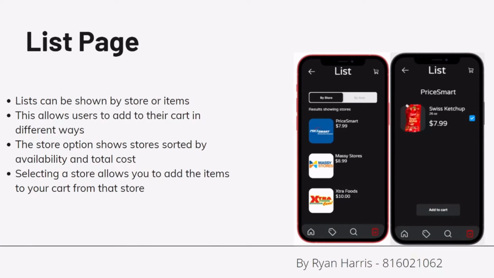Then after this, we have the list page, which could be shown in two different views: by store and by item. For now, we'll be talking about showing the list by store. This shows the list by different stores, ordered by the availability of all the items of the list, and then ordered by the total price of the entire list. By clicking on one of the stores, it takes you to another menu where you can choose which items you would like to add to the cart from this store.